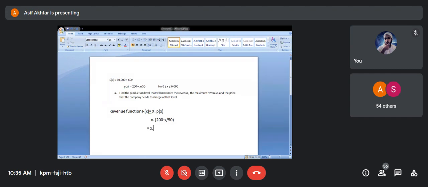x into that is 200x minus x square, divided by 50. This is the revenue function that we are getting out of it.